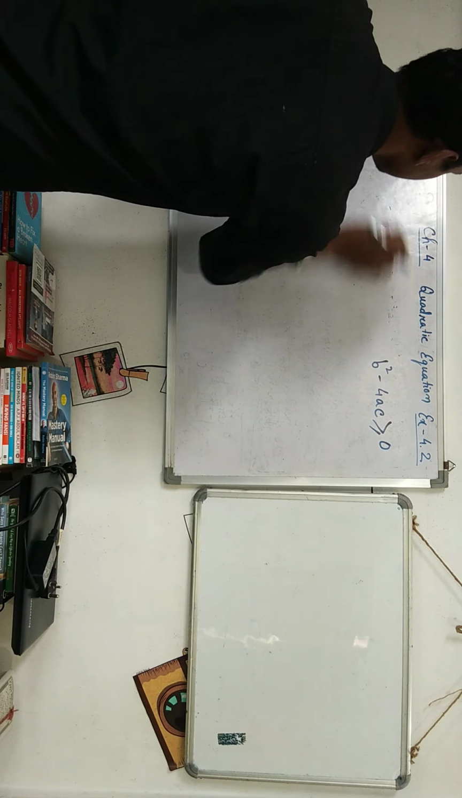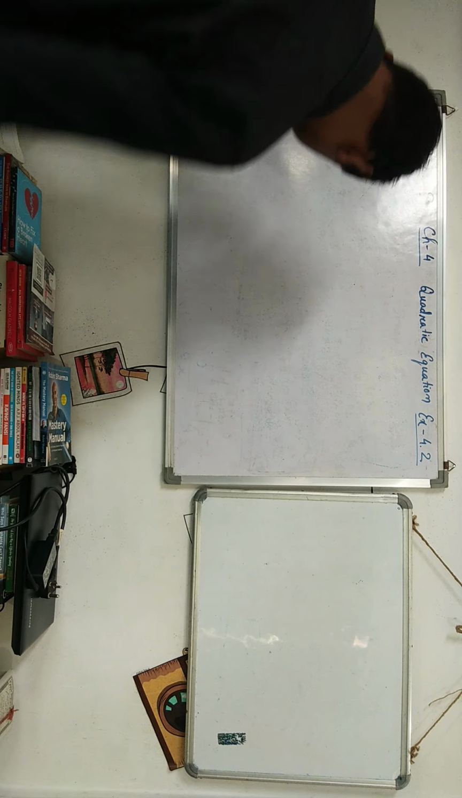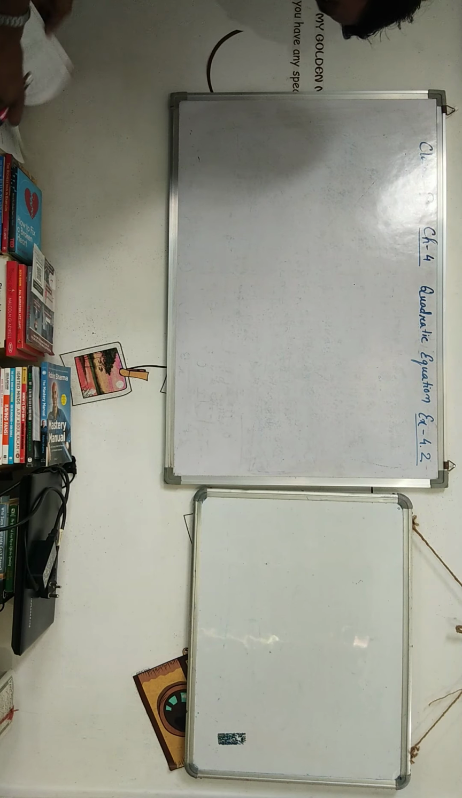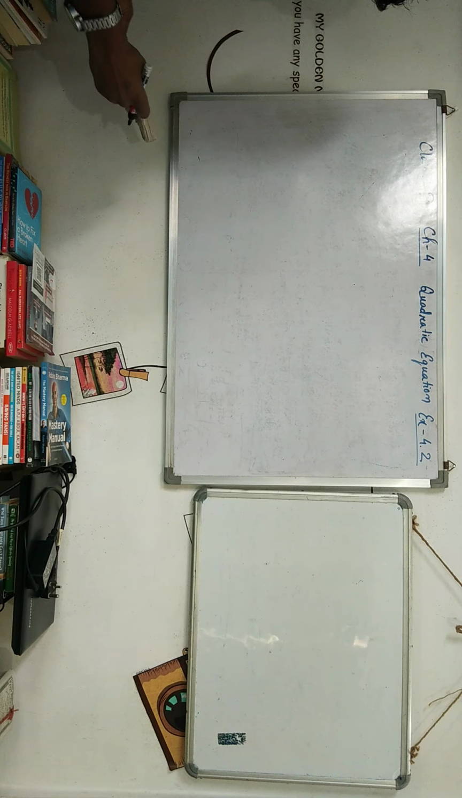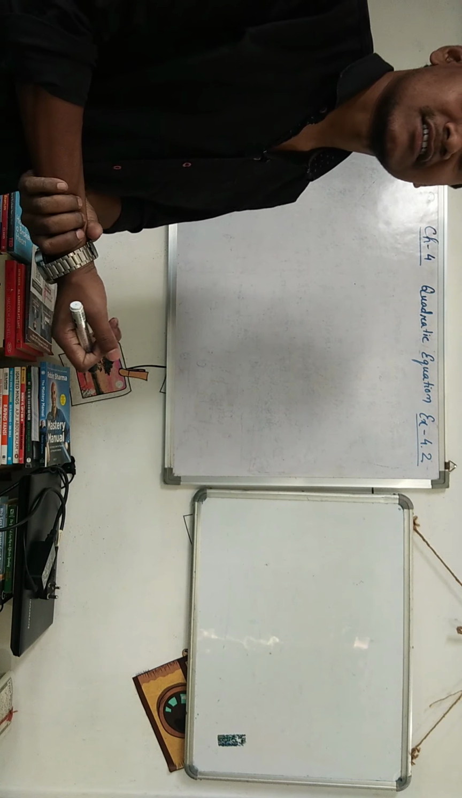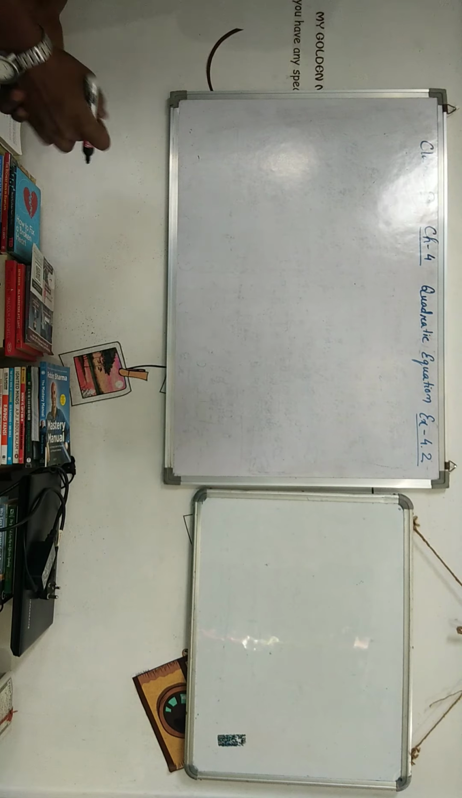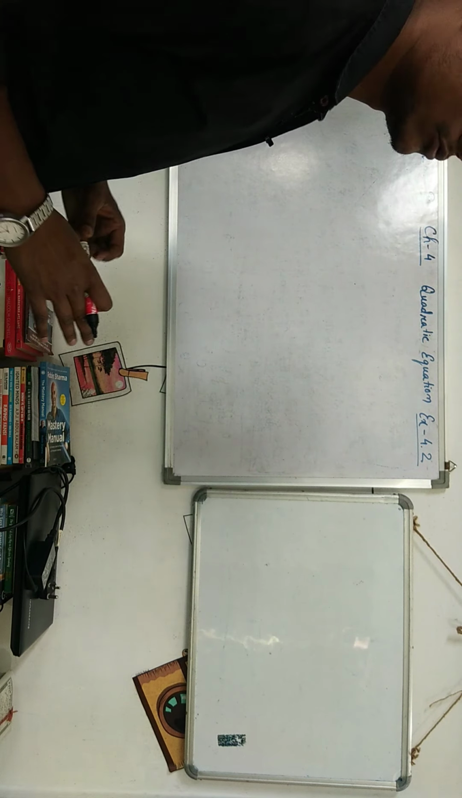The first question is to find the roots by using the method of completing the square. Find the roots of the quadratic equation if they exist. If they exist means b square minus 4ac should be greater than or equal to 0; only then can roots exist. If it is less than 0, there is no real root. The roots will be complex.